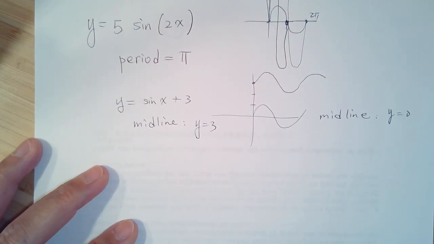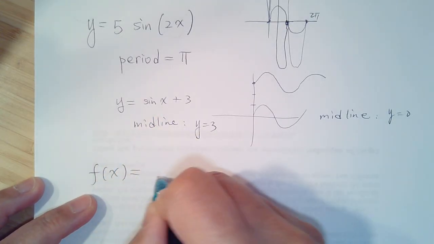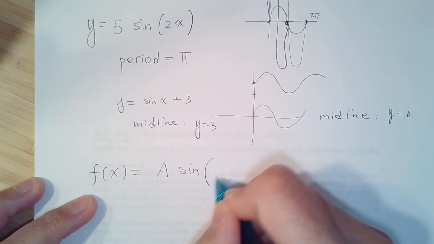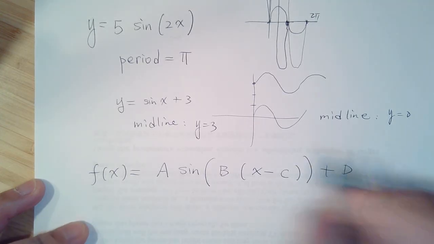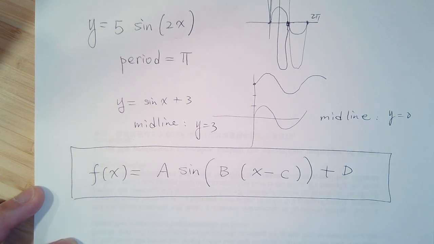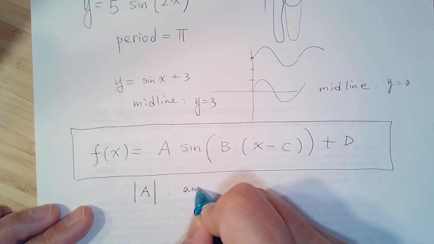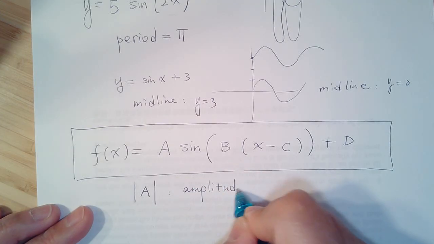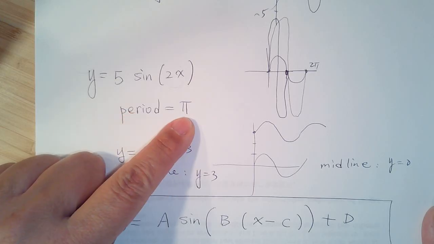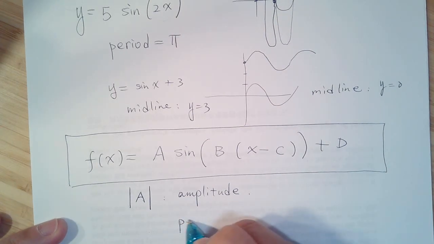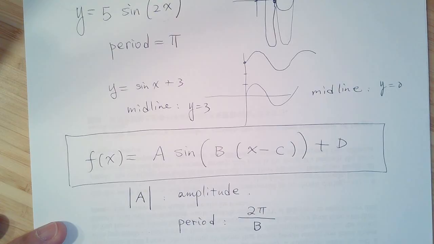All right, now I'm going to tell you a very generic form. If f of x equals a sine (bx minus c) plus d, this is a very general form of a sine function. And this a, the absolute value of a, is the amplitude. And if you know b, think about here. If you have a 2, then the period is pi. So the new period is 2 pi over b. This is very interesting, right?